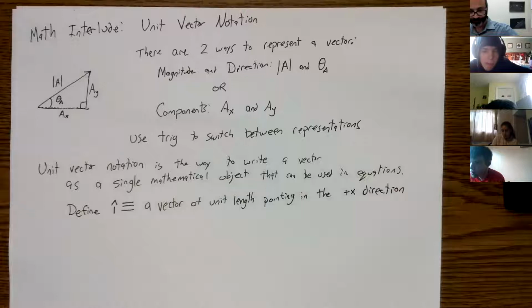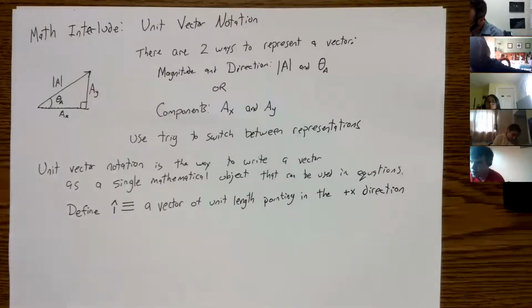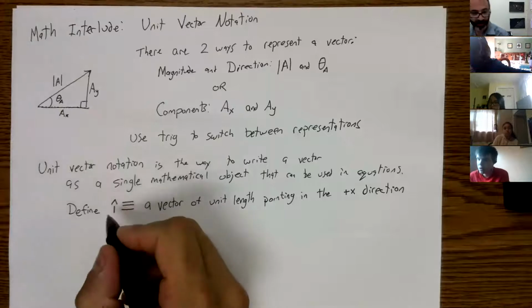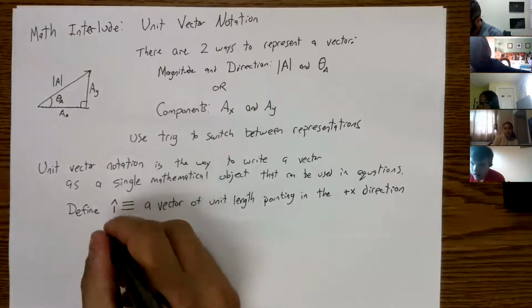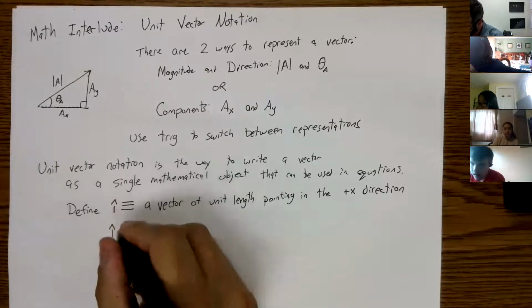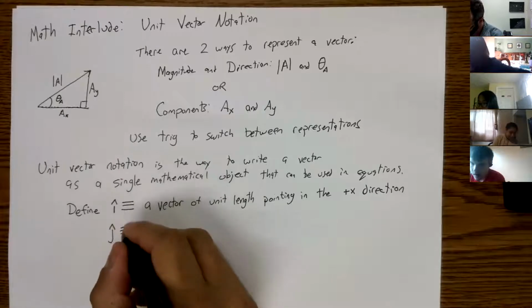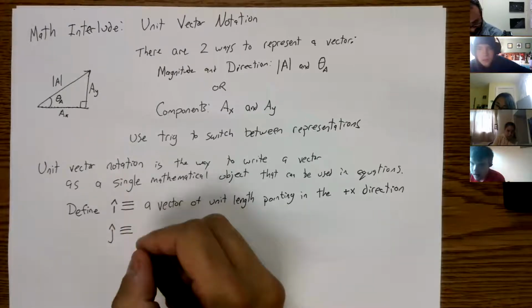And that's always going to be the case. I hat is always going to be pointing along the positive x-axis. It's always going to be a unit vector. We always use a hat to signify a unit vector. So the other one, j hat, and remember this 3-line symbol means defined. It's equal, but it's actually defined to be this.